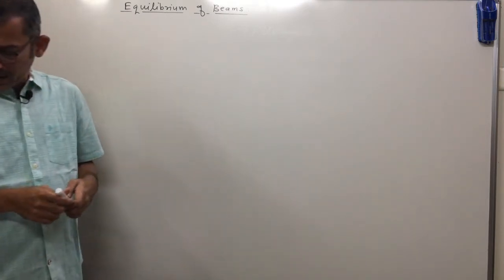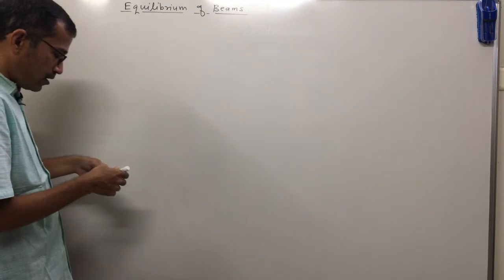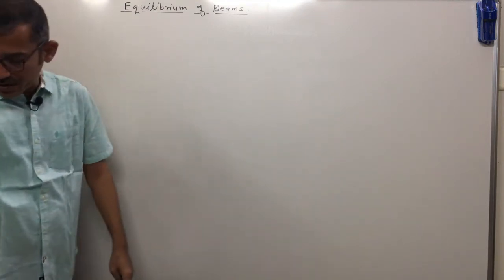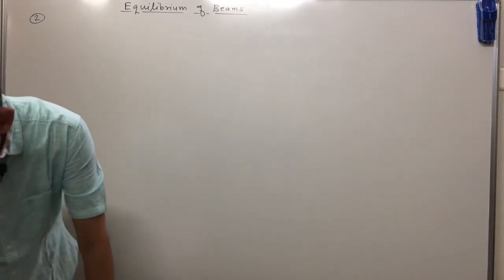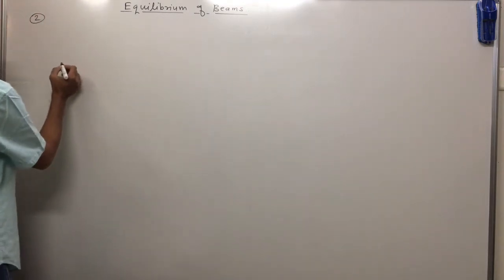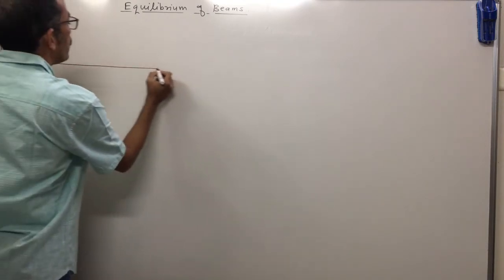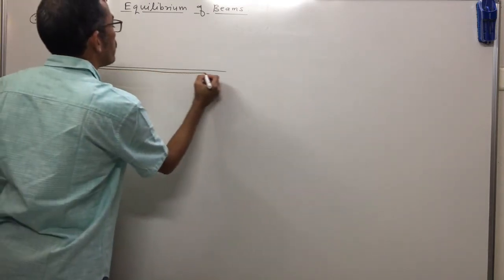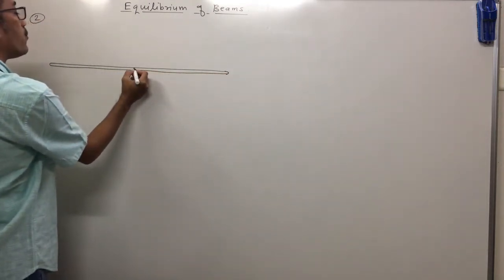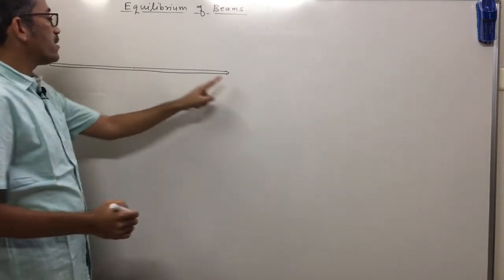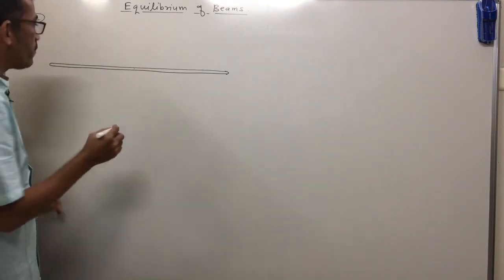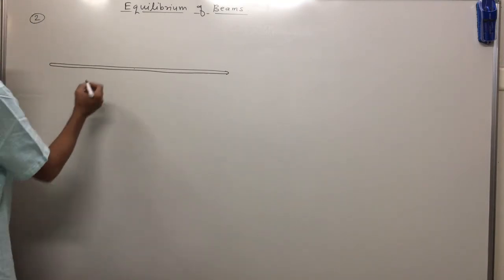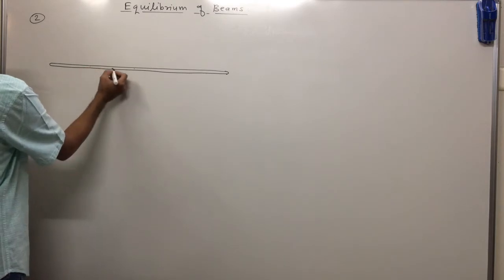Again, the year of exam I am not recalling, but it is from a university exam. Total length of the beam in this problem is given as 7 meter. I will represent here a 7 meter long beam. It is divided into some parts. First it is 3.5 and 3.5. This is 3.5, this is 3.5, and 3.5 is again divided in three parts: 1.5, 1, 1.